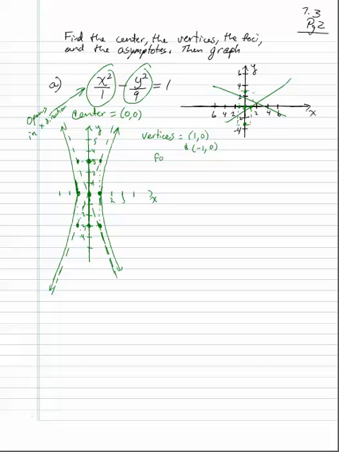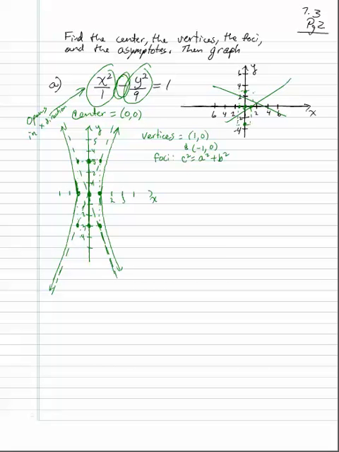And foci, we have to figure out c squared equals a squared plus b squared. So remember, on an ellipse, the center sign is a plus, and you subtract: a squared minus b squared. For a hyperbola, this is minus, so for c we add. So it's just the opposite, if you remember that.